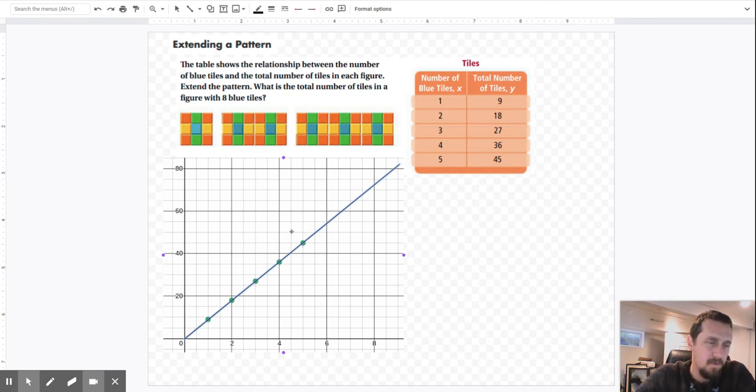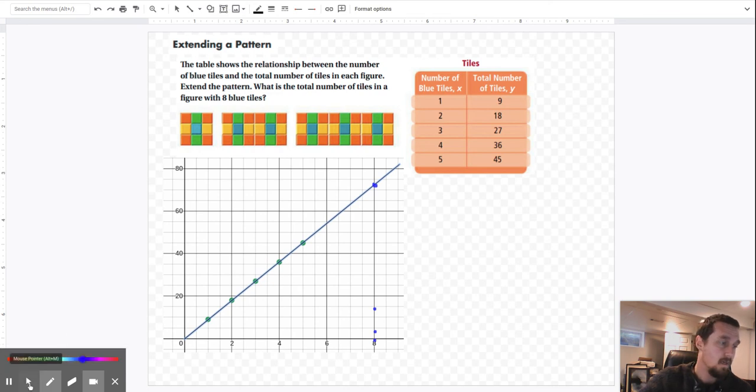And I've extended it through the dots, and now I'm going to try to answer the question, what is the total number of tiles in a figure with 8 blue tiles? So I go down here and I look at 8, and I trace that up until I get to my line. So based on the pattern I saw, I think this should be, let's see, here's 60, 65, 70. It's a little bit below halfway to the next grid line, so I'm going to say it's like 72.